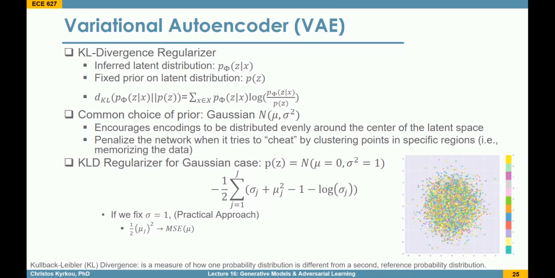The effect is that if the points are not evenly distributed, as you see in the image here, then they will form a different form of a distribution. Then the network will get penalized, so the loss will go up. So it gives feedback to the network to spread out the latent space. Now for Gaussians, if we pick a Gaussian, for example, to have a zero mean and standard deviation of 1, the divergence loss takes a much simpler form, in the form of the mean squared error.